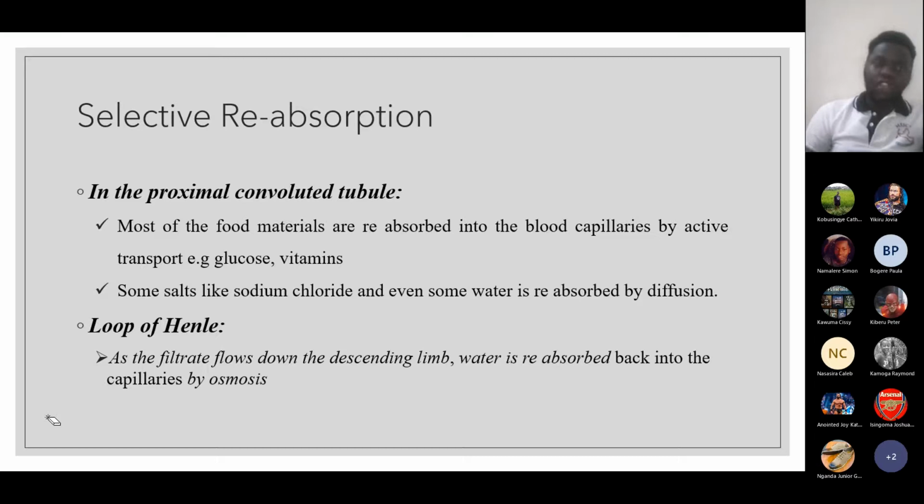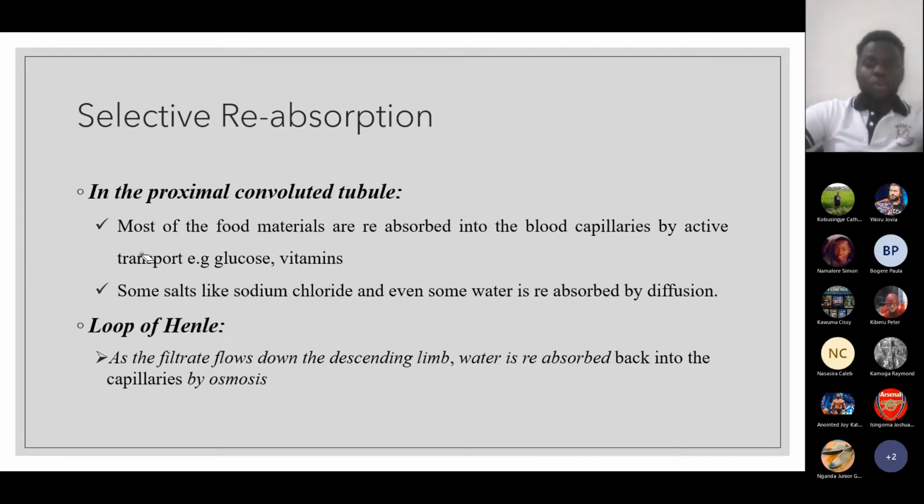So the next stage is what we call selective reabsorption. The next step of urine formation is selective reabsorption. Selective reabsorption starts after the immediate formation of the glomerular filtrate. And the part next to the glomerular filtrate, so the part next to the Bowman's capsule, is the proximal convoluted tubule. So the first stage of selective reabsorption happens in the proximal convoluted tubule.